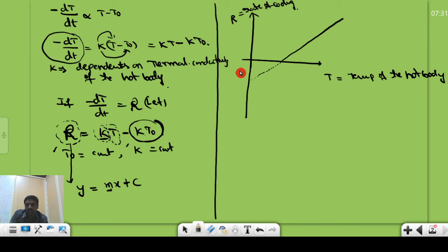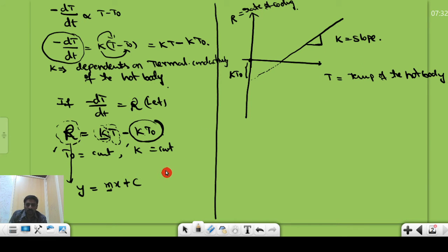What is that c value? The magnitude of the intersecting point from the origin will provide the value of k into T naught. This graph will also provide the slope value, which gives the information of the k value of the material. That k will provide the slope of the graph. The magnitude of the slope is equal to the slope of the graph.